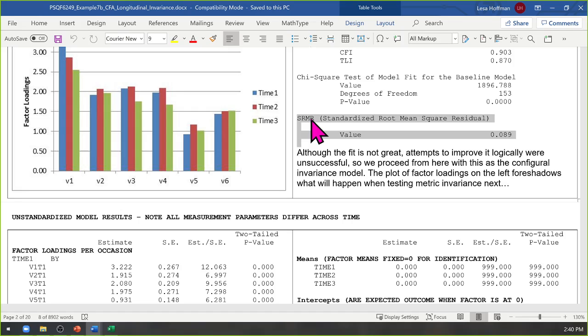This is, in a correlation metric, how far off on average each pair of correlations is from the data versus the model. So you have your model predicted correlations, you have your data actual correlations, how far off on average each one is. So the model is off by 0.09 on average in a correlation metric. That's what SRMR tells you. You want this one to be less than 0.08 if memory serves. Smaller is better. So this is another eh. They're all kind of eh.